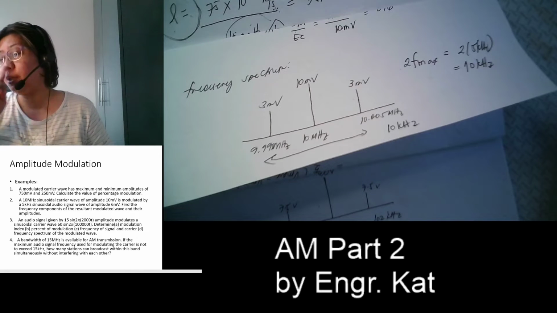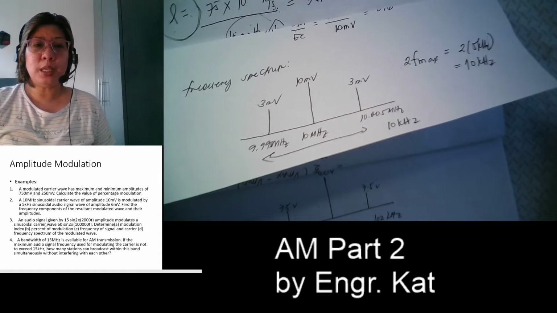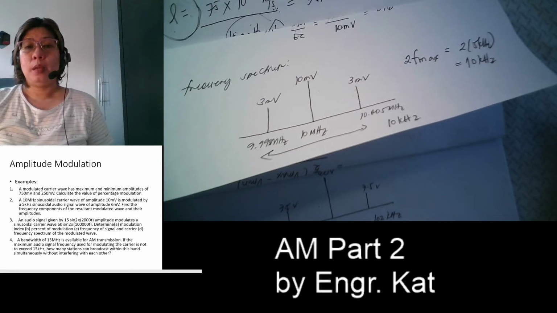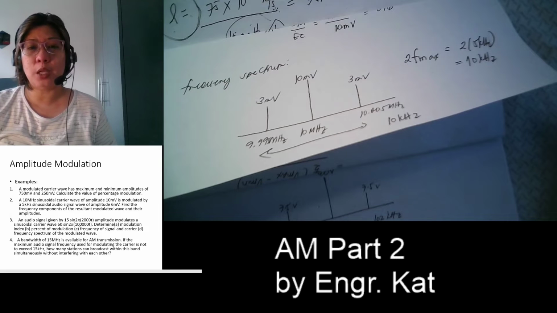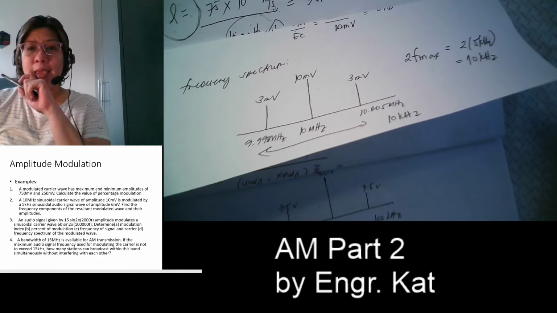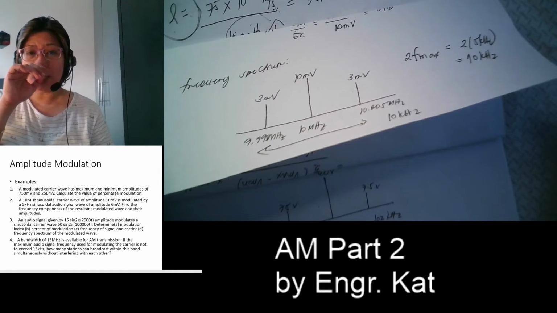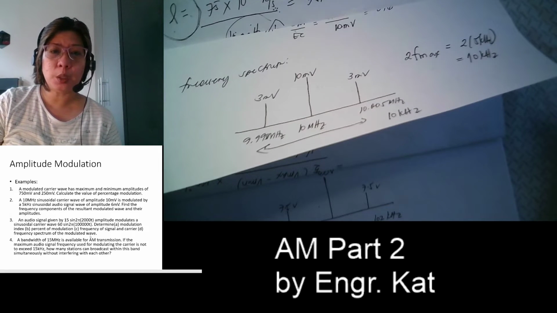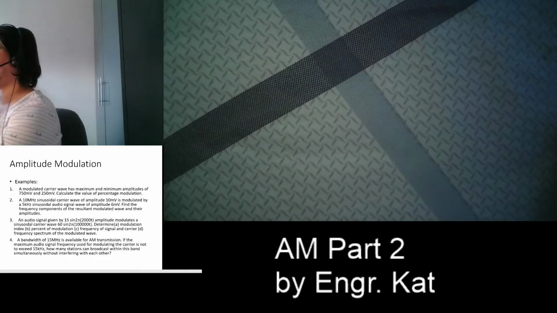Okay? So let's proceed to the third problem. It says here, an audio signal is given by 15 sine 2 pi 2000 t. It amplitude modulates a sinusoidal carrier wave 60 sine 2 pi 100,000 t. Determine A, the modulation index, B, the percent modulation, C, the frequency of the signal and the carrier, and D, the frequency spectrum of the modulated wave. Okay, so how do we solve for that?